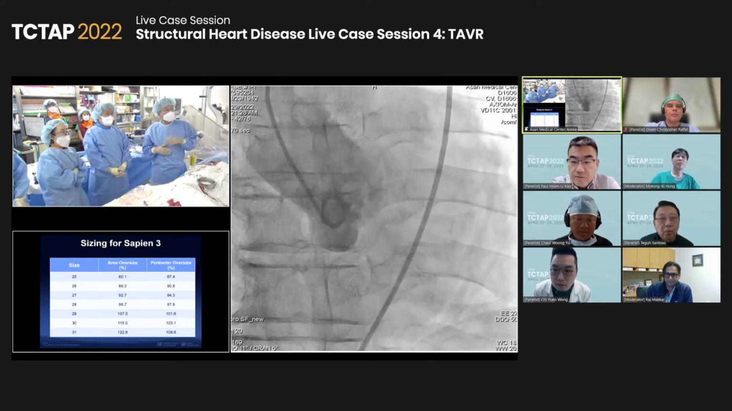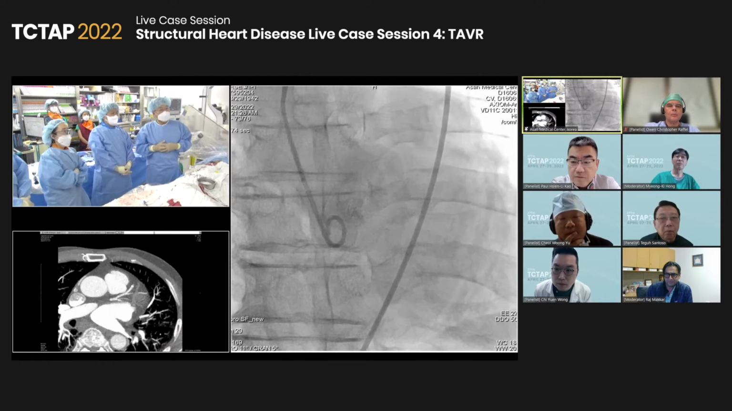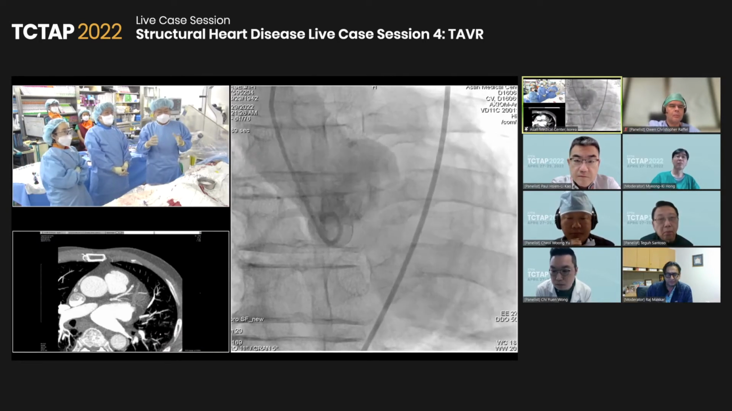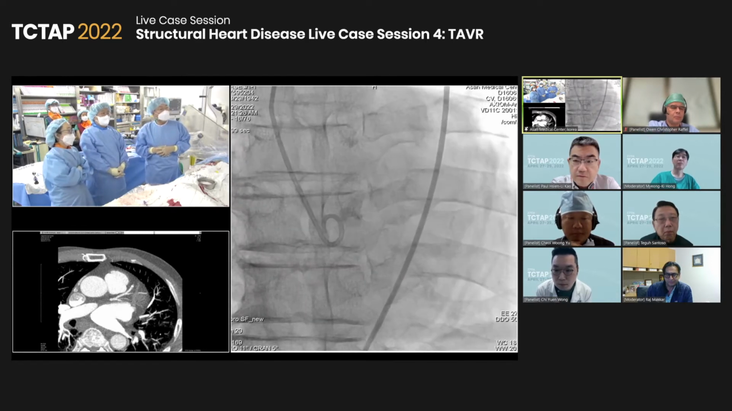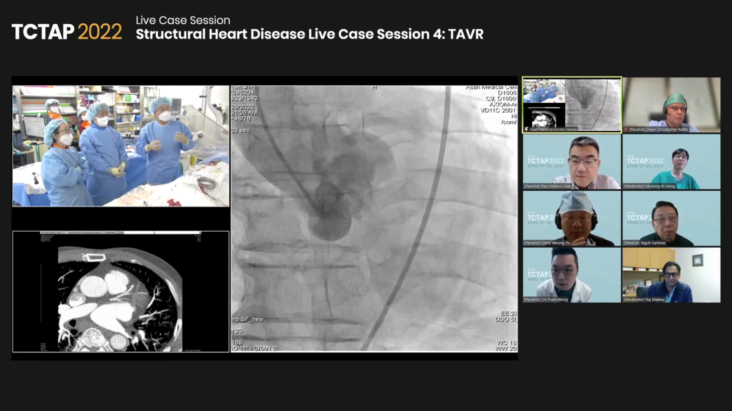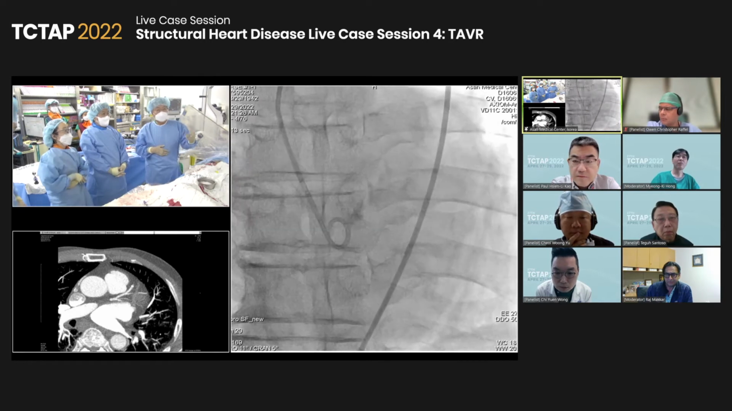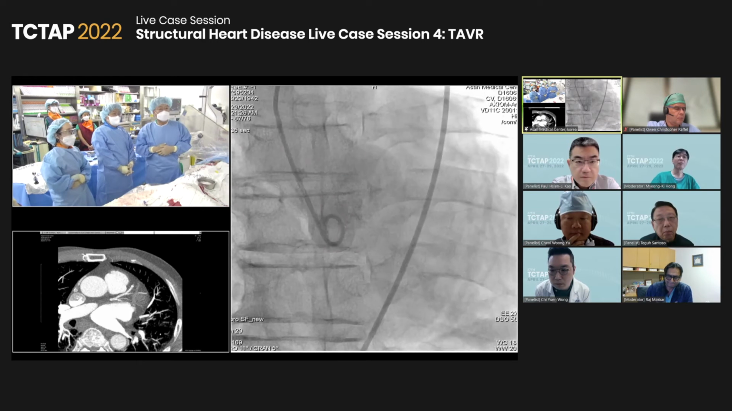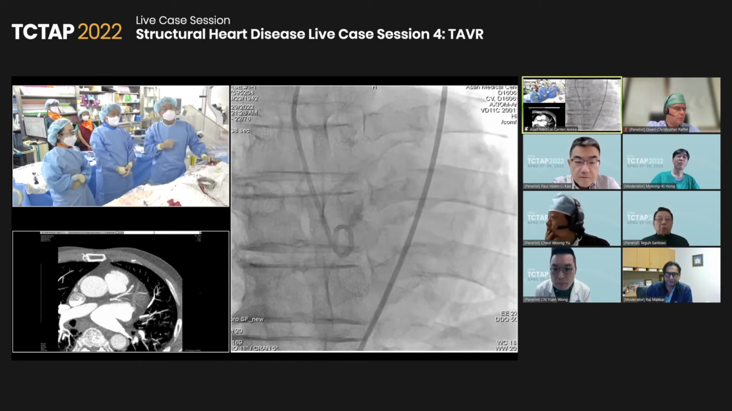All right. Second one is right. Personally, I prefer the Sapien 3 balloon expandable TAVR devices. However, what do you think in terms of a choice of a device, self-expanding or balloon expandable, for a particular use case?